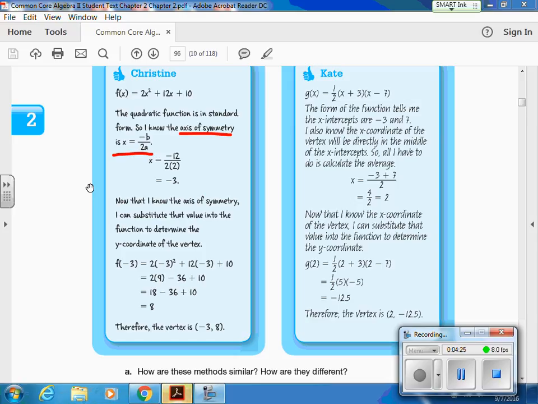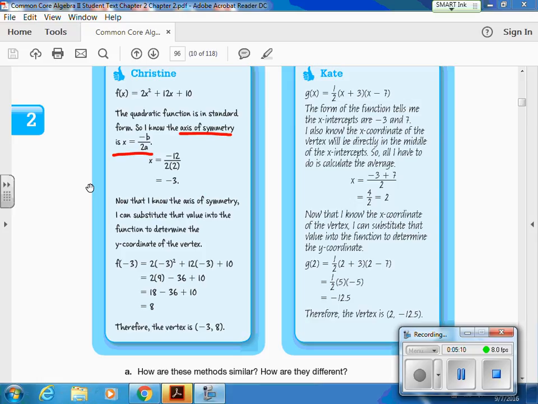So what Christine did is she found the x for the axis of symmetry. Now remember, axis of symmetry passes through what? The vertex. So if she knows the x-coordinate of the vertex, then all she has to do is plug that number into the problem, and she'll have the y-coordinate of the vertex. So she got that negative 3, because that's a negative b, so it'd be negative 12 over 2 times a. A is 2. So negative 12 over 4 is negative 3. So that's what she did. And then she substituted that in and came up with 8. So the vertex is at (-3, 8).